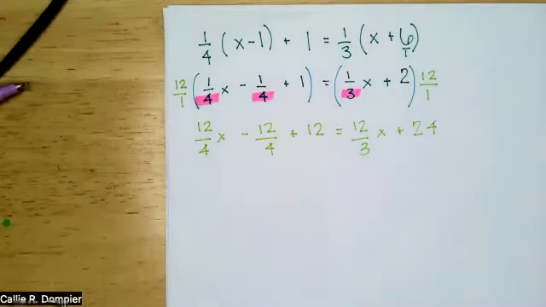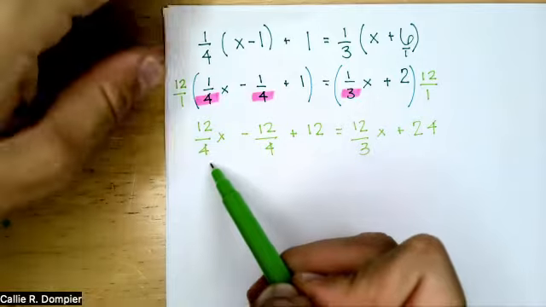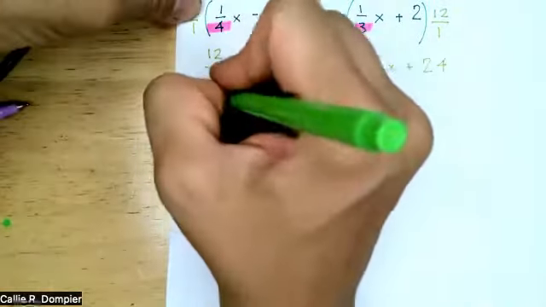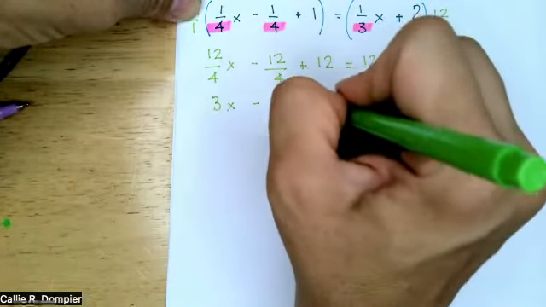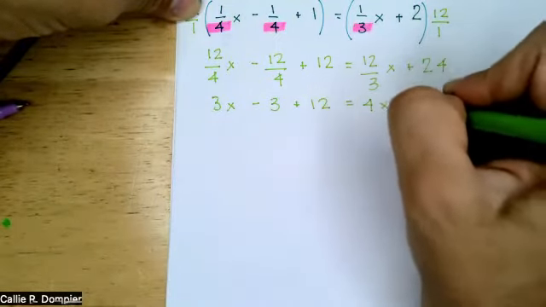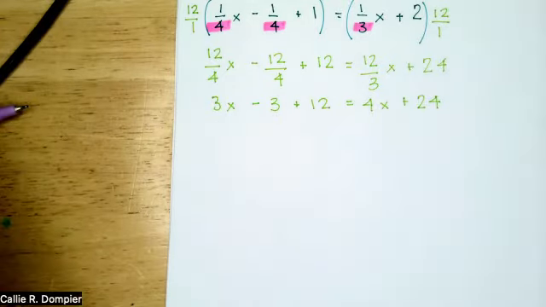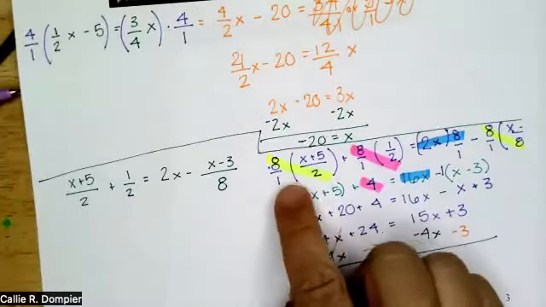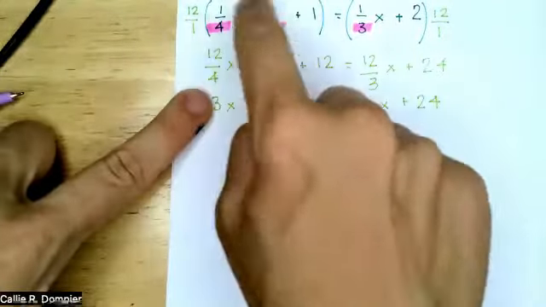Any questions? So this is more like the first example where I didn't simplify it immediately. I didn't say 12 divided by 4 is 3, right? I put it as 12 divided by 4. But 12 divided by 4 is 3. So 3x minus 3 plus 12 equals 12 divided by 3 now is 4x plus 24. Any questions? And that's just a different way of writing it than writing each one next to it individually. I just put parentheses around the whole thing and distributed the 12.